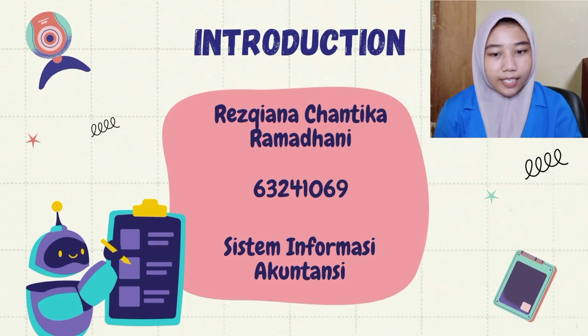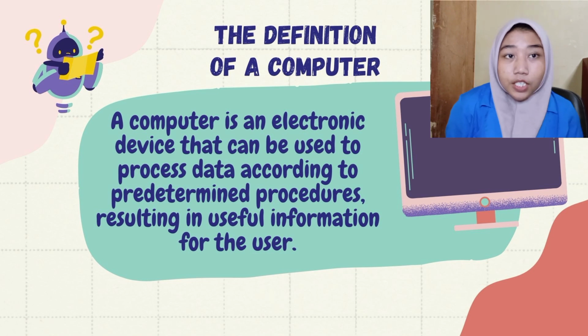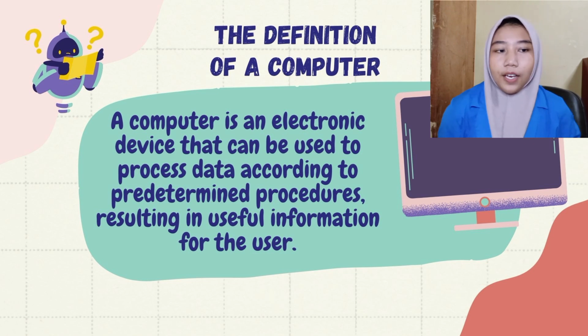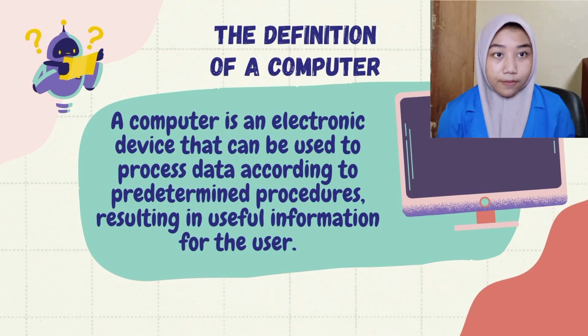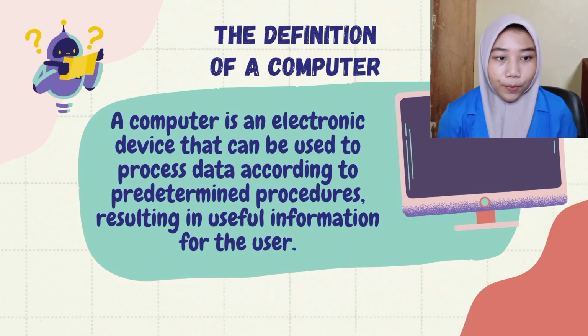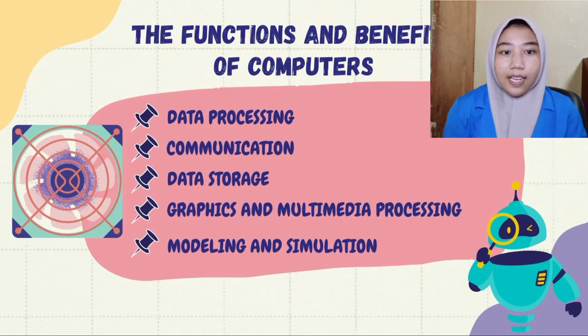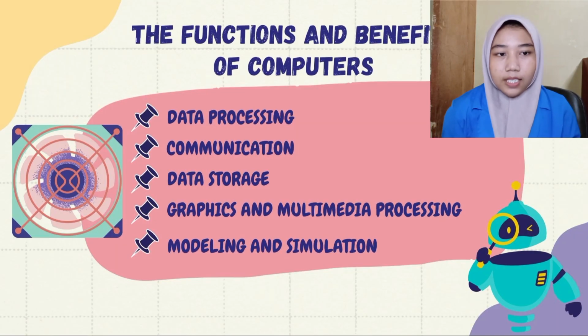Okay, next slide. Now, let's move directly to the material. The definition of computer. A computer is an electronic device that can be used to process data according to predetermined procedures, resulting in useful information for the user. Next, let's discuss the functions and benefits of computers.